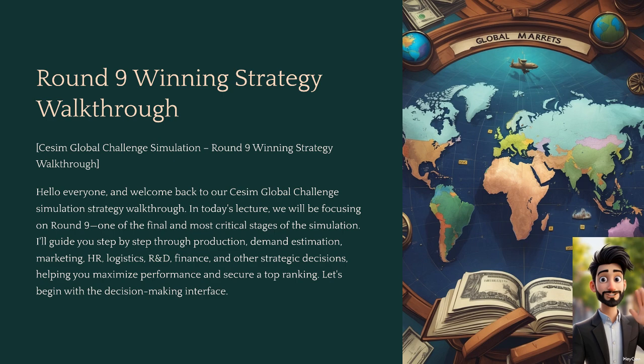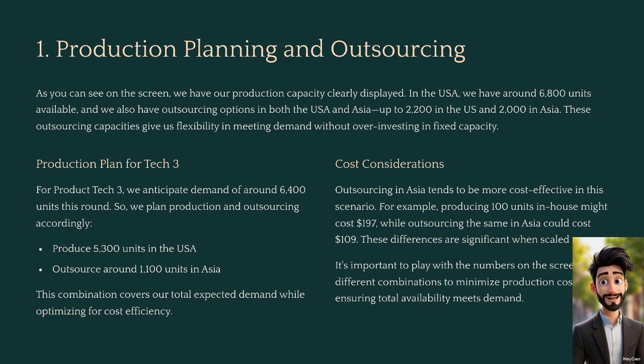Production planning and outsourcing. As you can see on the screen, we have our production capacity clearly displayed. In the USA, we have around 6,800 units available, and we also have outsourcing options in both the USA and Asia, up to 2,200 in the US and 2,000 in Asia. These outsourcing capacities give us flexibility in meeting demand without overinvesting in fixed capacity.